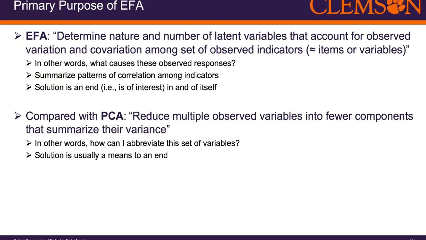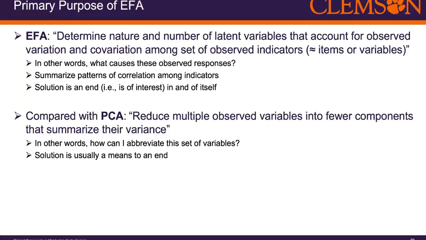Similar to some of the ways that we use principal components analysis, you'll see quite a few similarities in exploratory factor analysis. For instance, the primary purpose of EFA is to determine the nature and number of latent variables that account for observed variation and covariance among a set of observed indicators. Remember, indicator is a term that we use for variables that indicate a factor or measure a factor. In other words, what causes these observed responses? We use exploratory factor analysis to summarize patterns of correlation among these observed indicators.